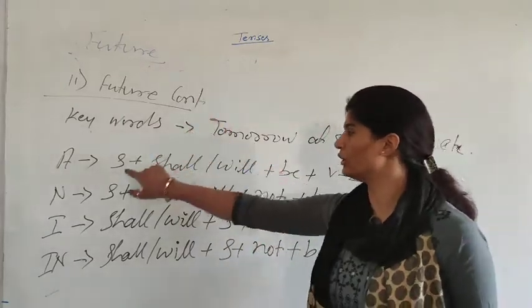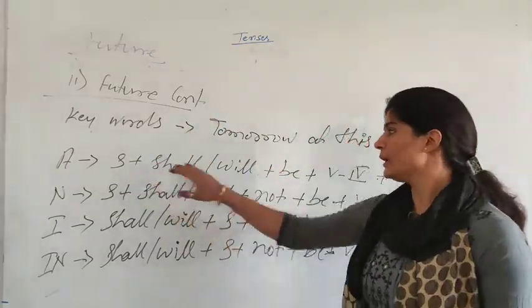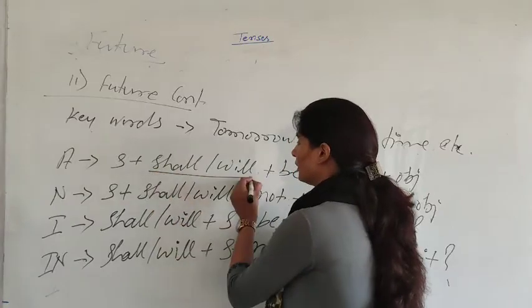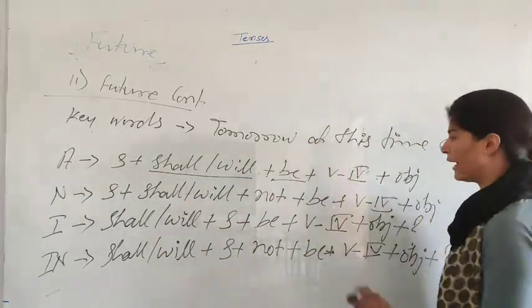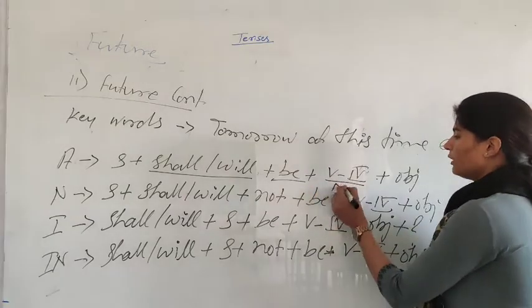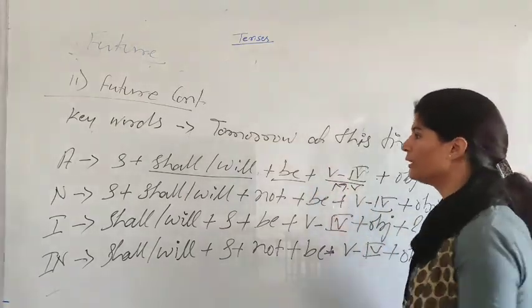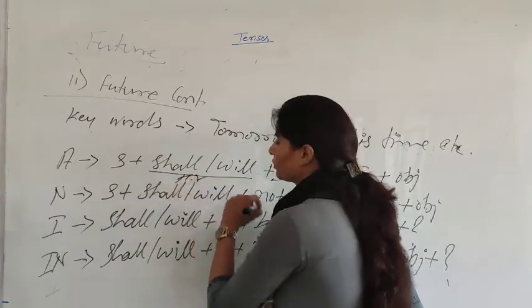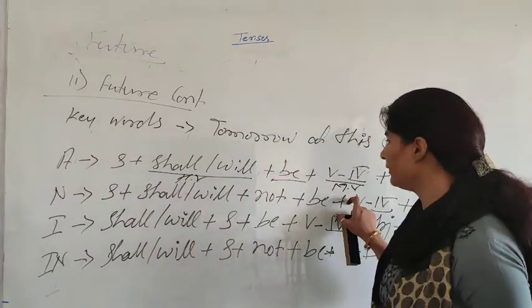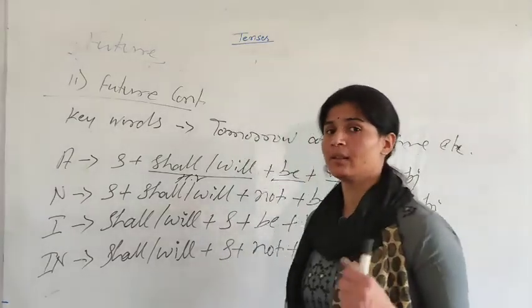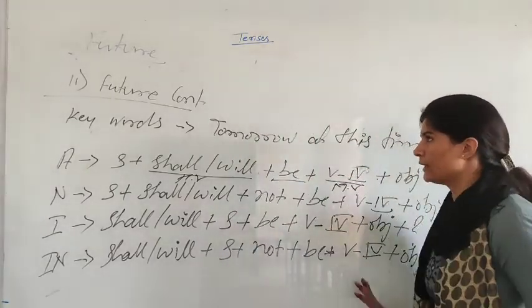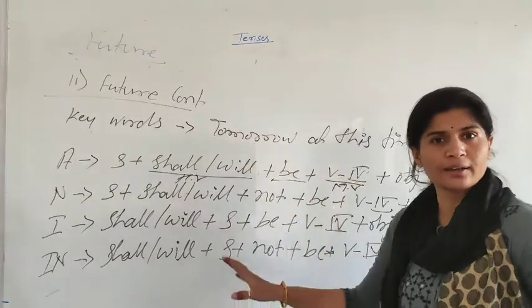In the future continuous you have to use subject. The helping verb or the auxiliary verb is shall/will plus be, which shows the continuity of your action, plus main verb's fourth form. Okay, this is your helping verb or auxiliary verb, and this is your main verb. So our next type is future continuous. Do you understand this future continuous?